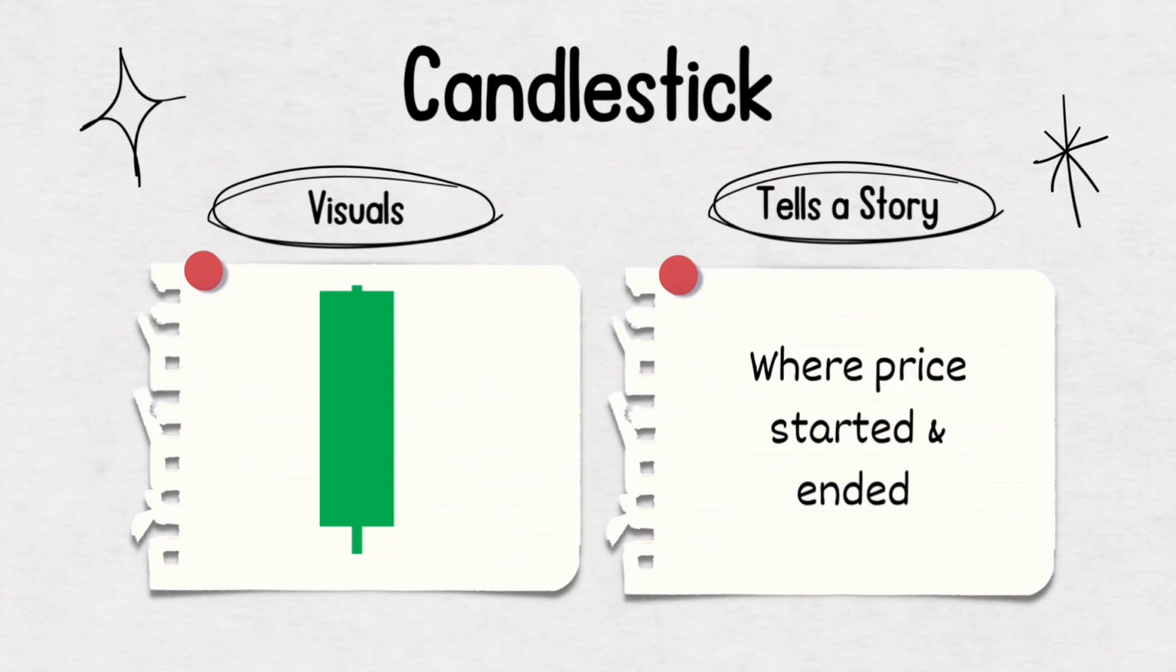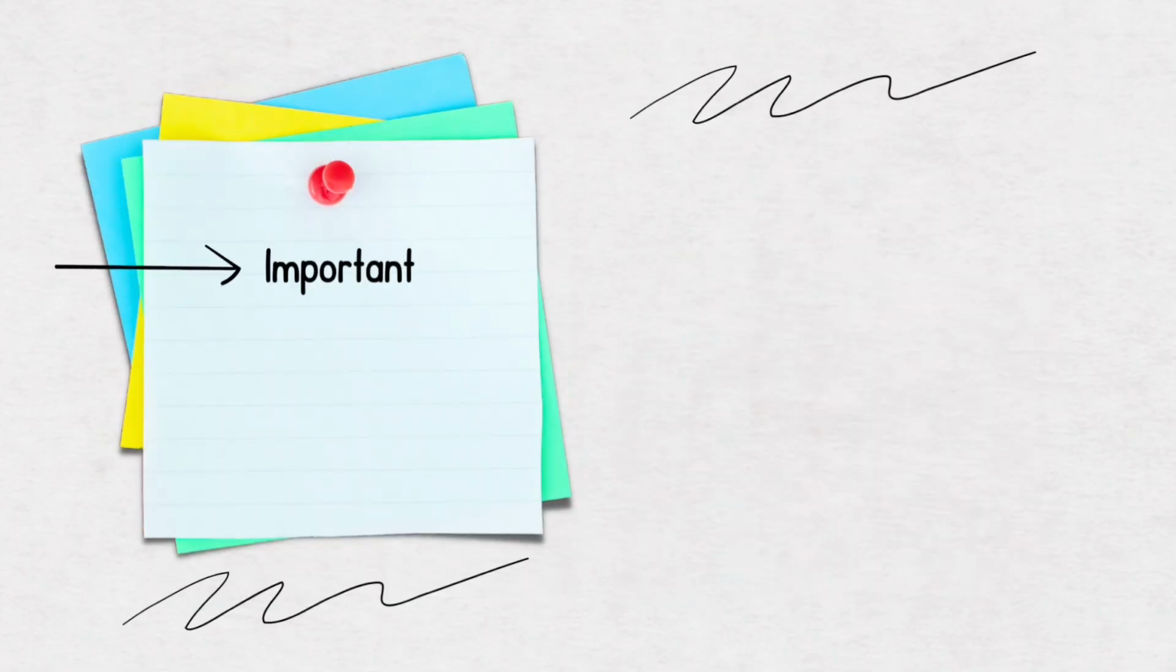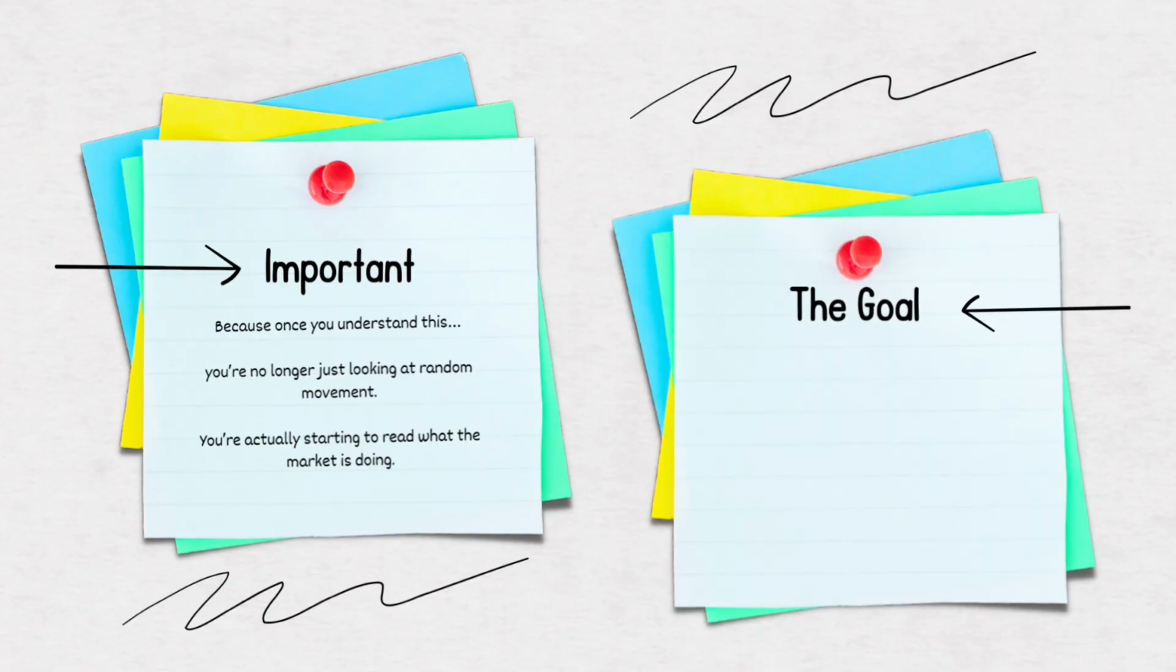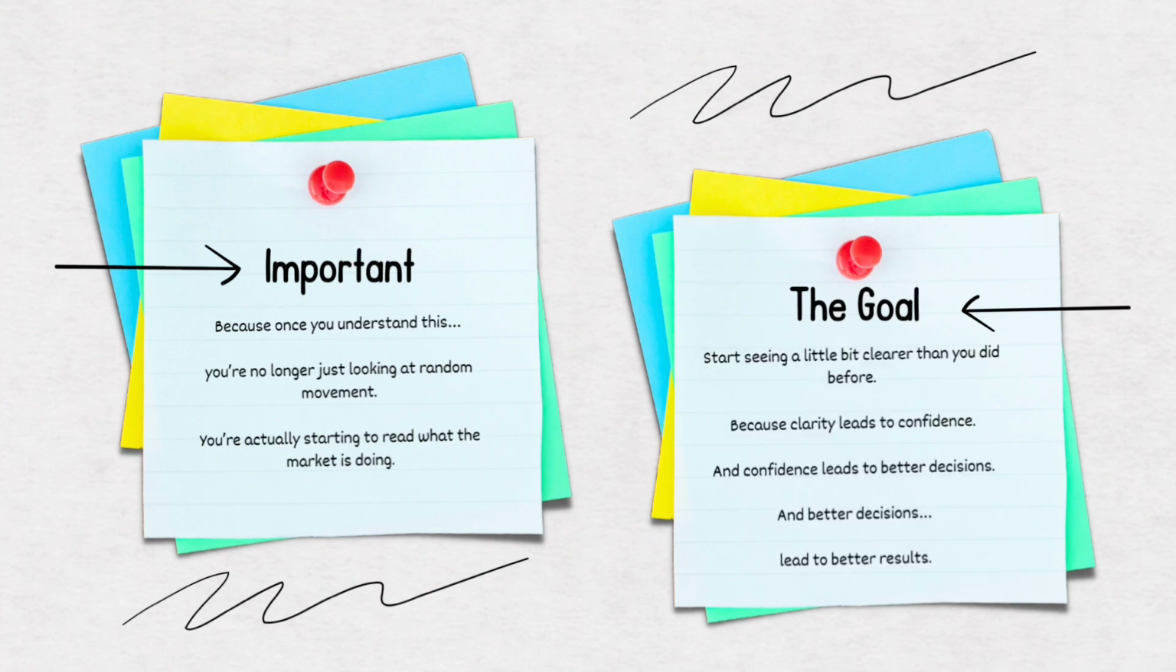Once you understand this, and this is important because this is where things start to change, you are no longer just looking at random movements. You're actually starting to read what the market is doing. And this is the goal. Not to be perfect, not to understand everything instantly, because that's not going to happen, but to start seeing a little bit clearer than you did before. Because clarity leads to confidence, and confidence leads to better decision making. And better decision making leads to better results, which equals profits, which we like.